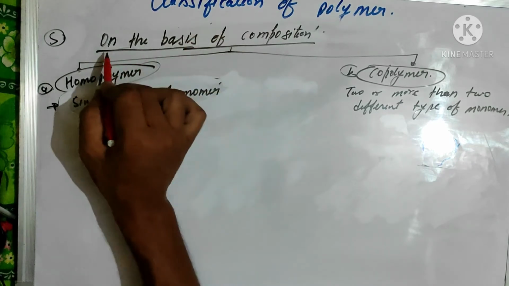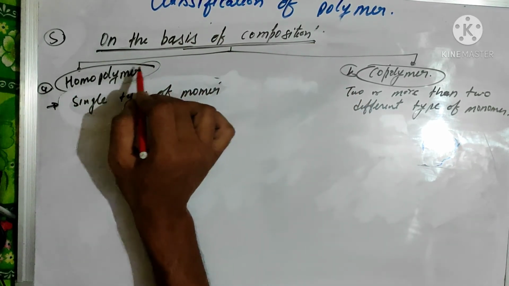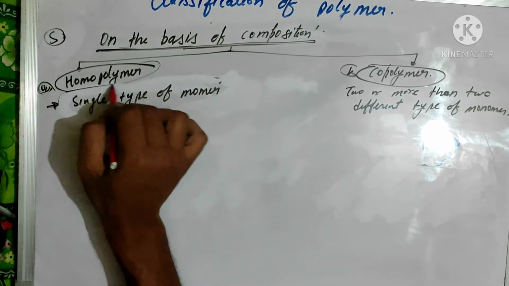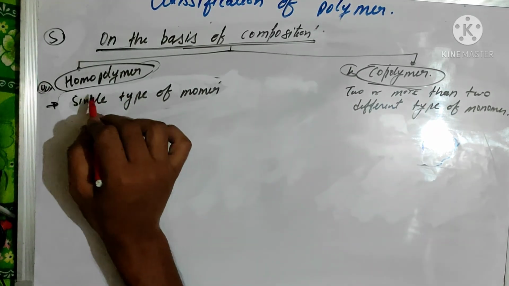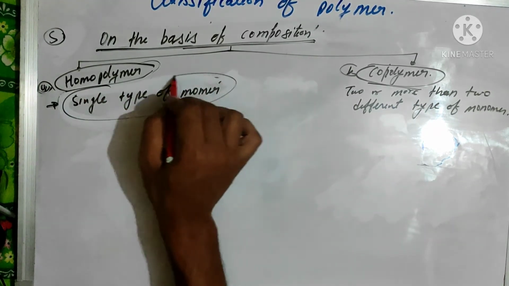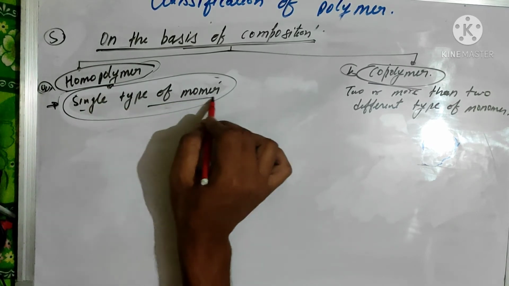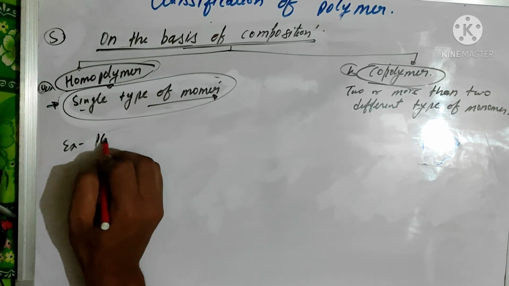The classification of polymer on the basis of composition. The polymer is categorized into two types on the basis of composition. First is homopolymer, second is copolymer. In homopolymer, the polymers that come in this category have a single type of monomer. For example, polyethylene.